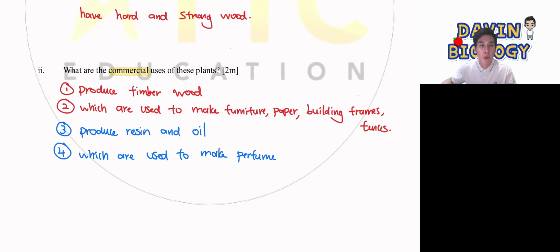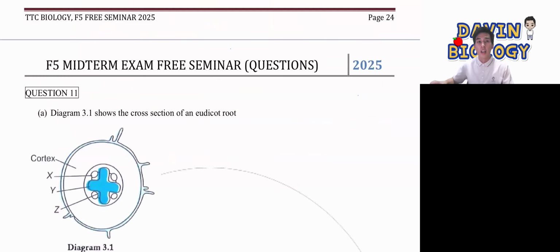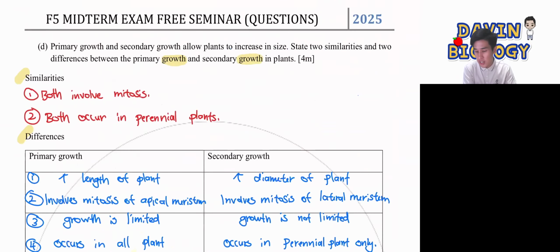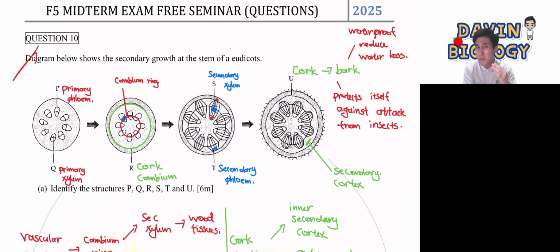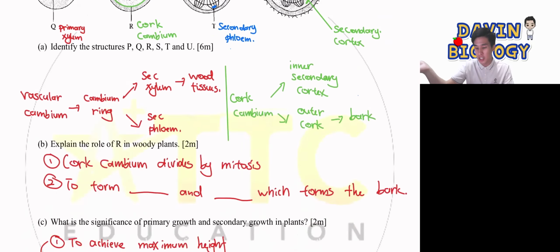All right, moving on. Next page, question 11. Now, secondary growth, just now we mainly focused on the stem. Most of the time they ask about the stem, and the type of stem we are looking at here is dicotyledon. Eudicot means dicotyledon, mainly woody plants. Because only woody plants can undergo secondary growth.